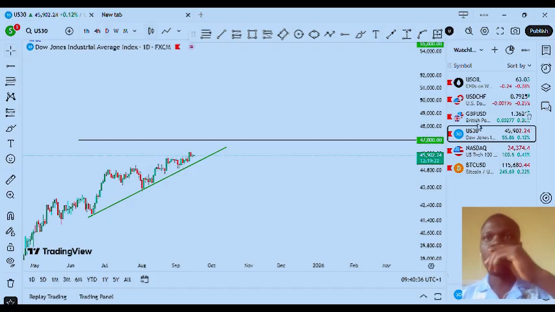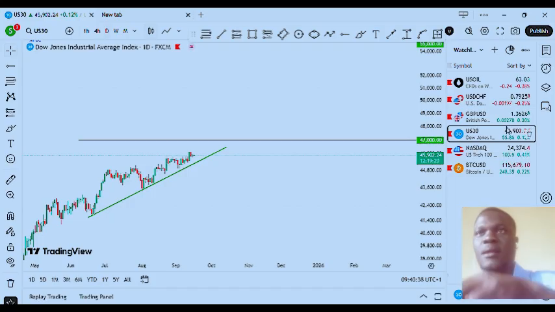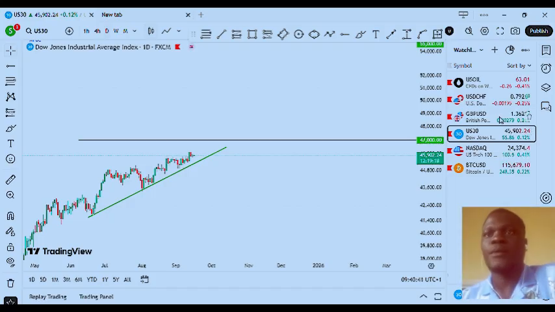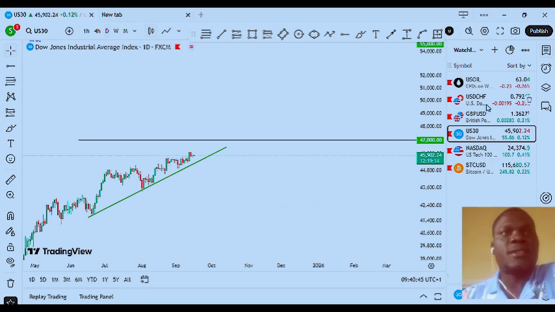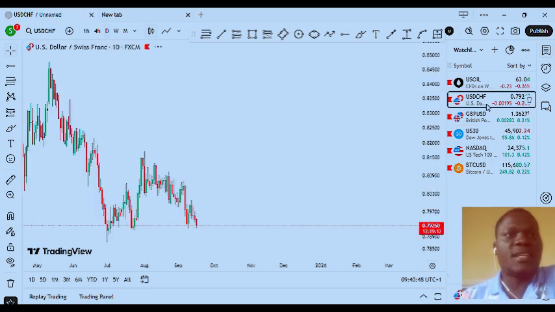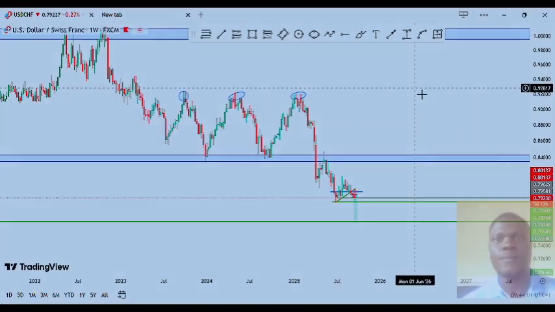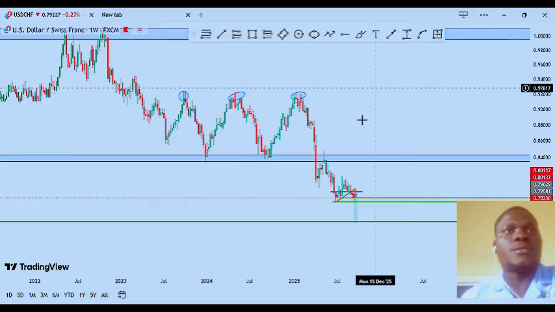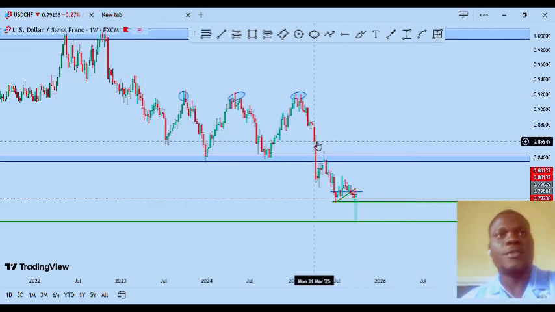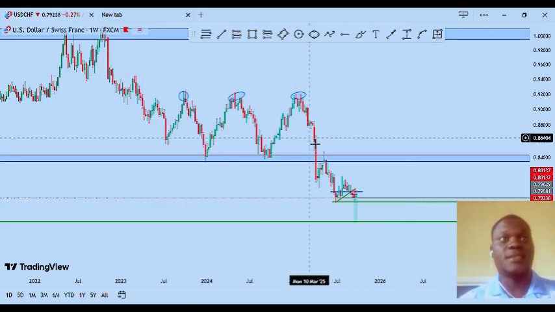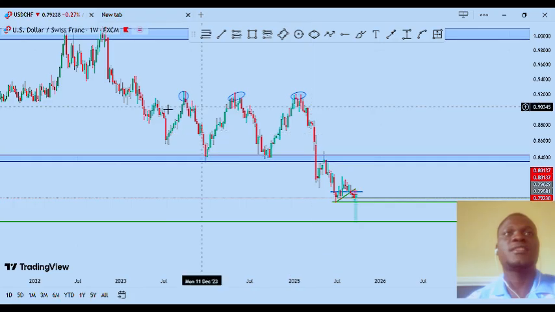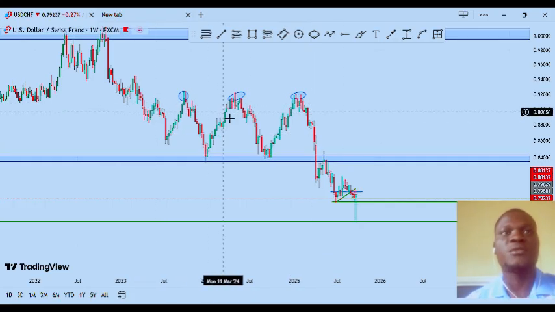Now let's look at which other currency pair. Let's look at USDCHF. I'm already on this trade, guys. On the USDCHF, you can clearly see this is a bearish trend. You see this triple top that is formed on this weekly time frame.